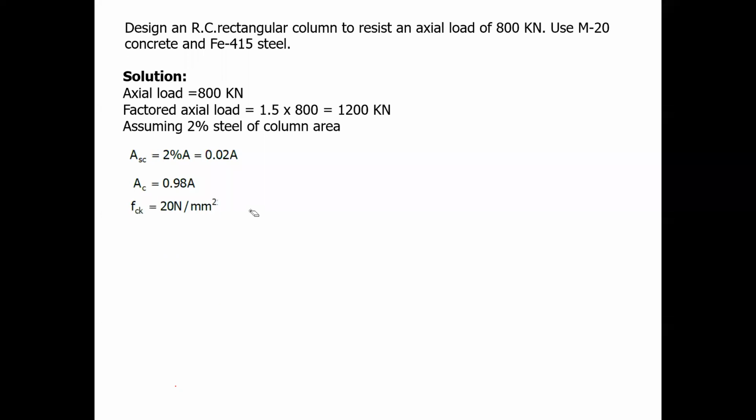You have fck value M20 and fy is 415, right? So you have Pu is equal to, as you said, that is 0.4 fck Ac plus 0.67 fy Asc. So substitute these values in Pu. Pu is known, that is 1200. So how much you are getting area?